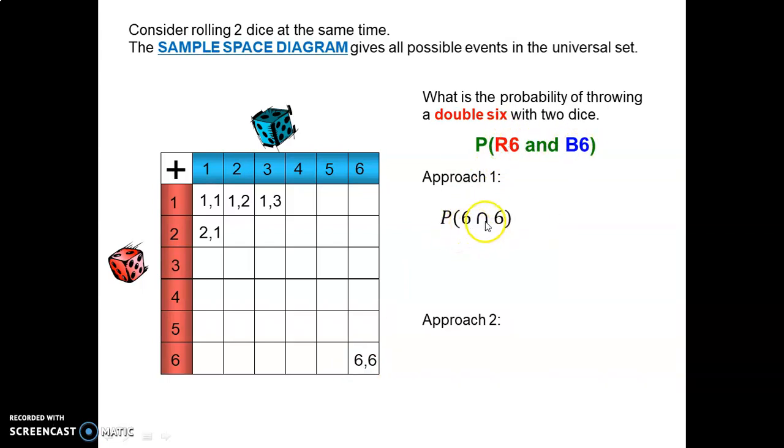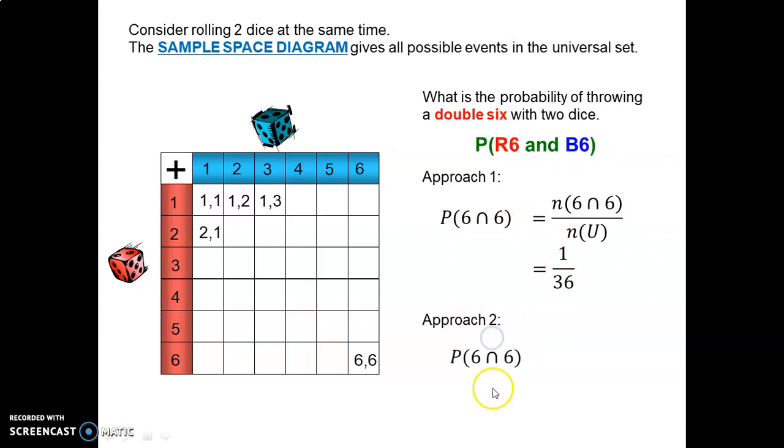Approach number 1, we say 6 and a 6. And we can look at it going back all the way to the basic probability definition: the number of ways of getting a 6 and a 6 out of the number of ways of getting anything. So how many ways is there to get a 6 and a 6? Well, there's only one way, right? It's right here. And out of the entire sample space, all the possibilities here, there's 36 possibilities in the universal set, or the sample space. So one way here out of 36 is getting a double 6. That's kind of the old definition.